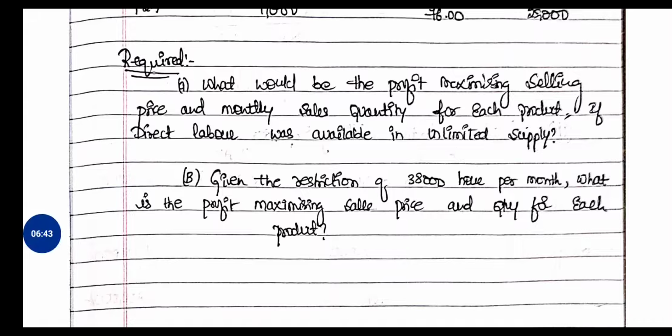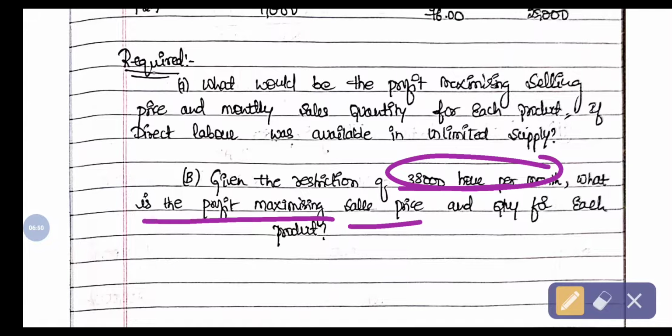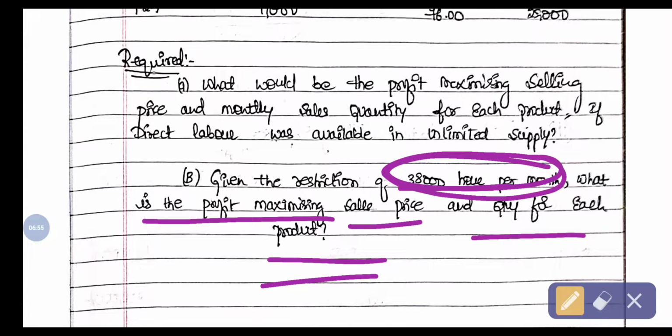Second point, given the restriction of 38,000 hours per month, what is the profit maximizing selling price and quantity for each product? So if you are considering the 38,000 limitation on direct labor, which price will you recommend, which quantity will you recommend, and how will it maximize our profit?